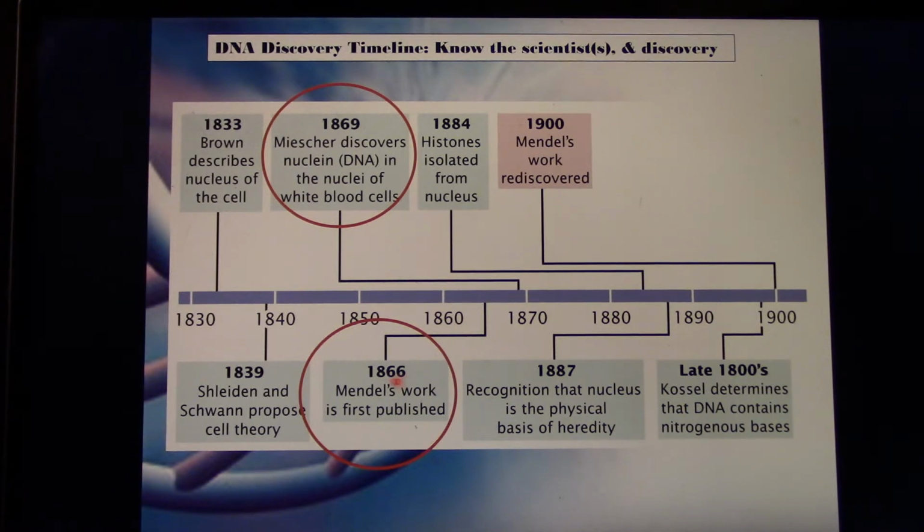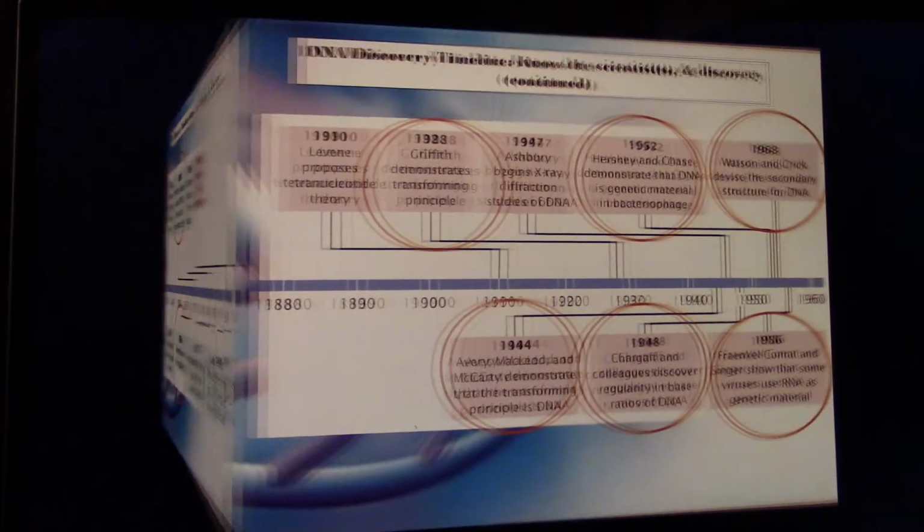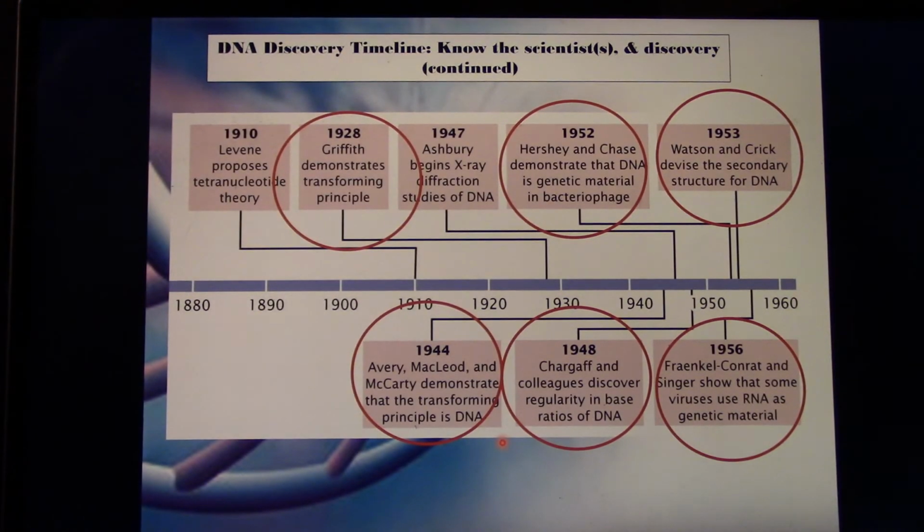Mendel did his work in the 1860s as well, and he published his principles of heredity. His work was rediscovered in 1900. But these are the two you need to know from here. There's other stuff that's going on. There's a bit more you need to know from this timeline, and we're going to talk about all of these that are circled here.